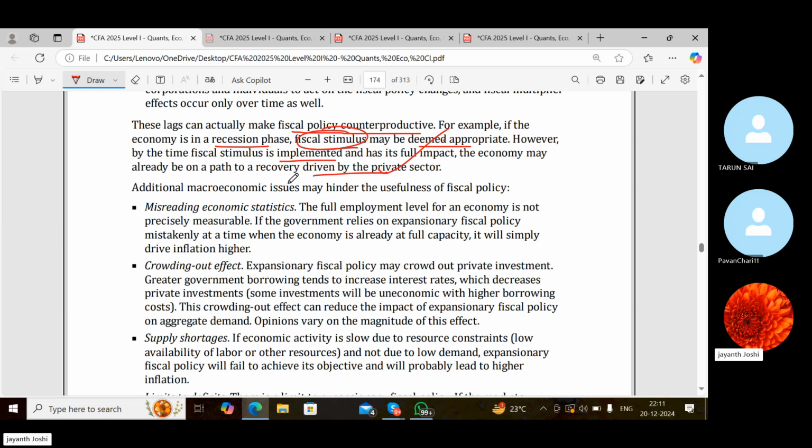Additional macroeconomic issues may hinder the usefulness of fiscal policy. Misreading economic statistics: the full employment level for an economy is not precisely measurable. If the government relies on expansionary policy, that means, what is expansionary fiscal policy? They want to increase taxes. Okay.